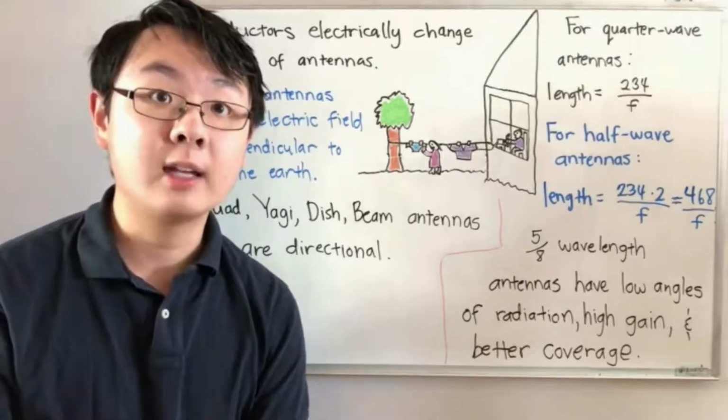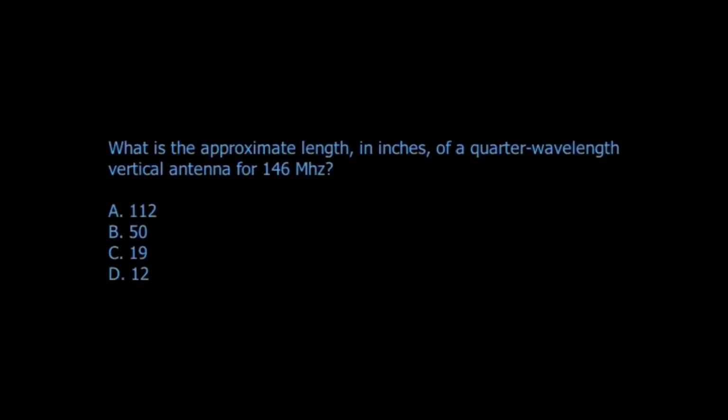And now that we know that, we can look at a sample question and we can learn a little about how to answer some of the questions you might get asked on the test. So the sample question asks, what is the approximate length in inches of a quarter wavelength vertical antenna for 146 megahertz? And we have a list of choices here.